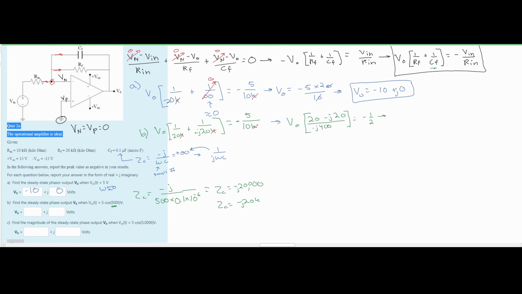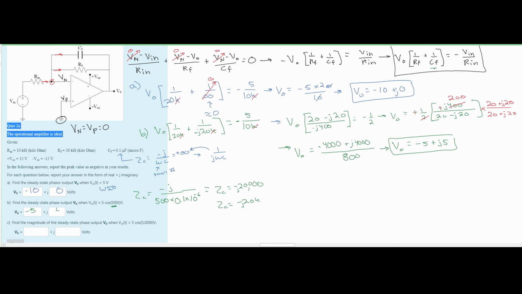Now we can multiply both sides and get our V0 by itself. We will get this as our equation. We can start canceling things out. So this is going to leave us with a negative J 200 on top. We can also cancel out the negatives, and we can convert this to polar form. Or what we can do is multiply both our top and bottom by 20 plus J 20 and multiply this in. This will give us this as our new equation. We can divide this out, and we're going to get that our V0 is equal to a negative 5 plus J times 5. And that is how we would solve for part B. And we're going to write this in like this.